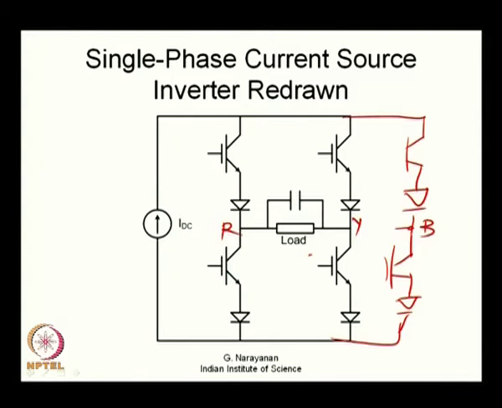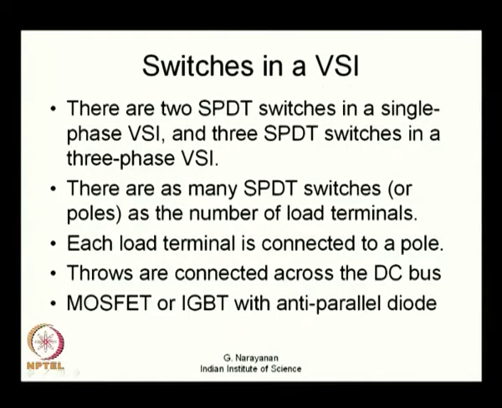So, let us just summarize. What we have seen is how a voltage source inverter looks like and how a current source inverter looks like. We have tried to derive this starting from our understanding of buck converter now. So, some points are made here. How are the switches connected in a voltage source inverter? There are some observations we are summarizing.